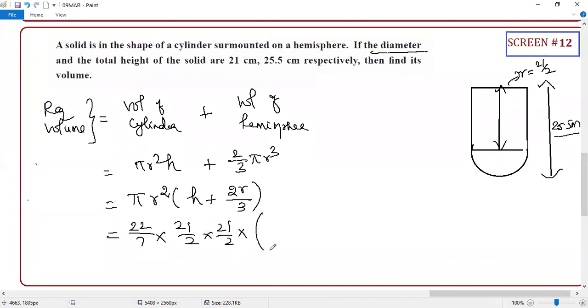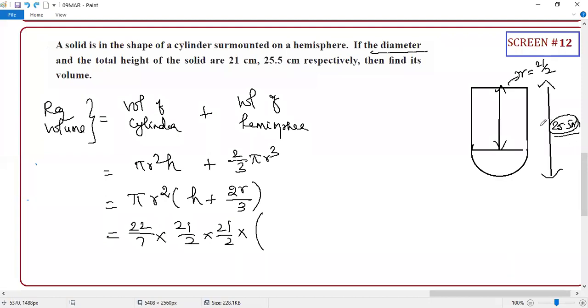Sir, why you are not writing 10.5, sir? 10.5 is good, sir. 10.5 is not good, student. 21 is a 2-digit number. 10.5 is a 3-digit number. Correct or not? Even though it's equal, but dealing with a decimal is always hectic, student. So keep it 21 by 2. Clear? Now, guys, h is what?